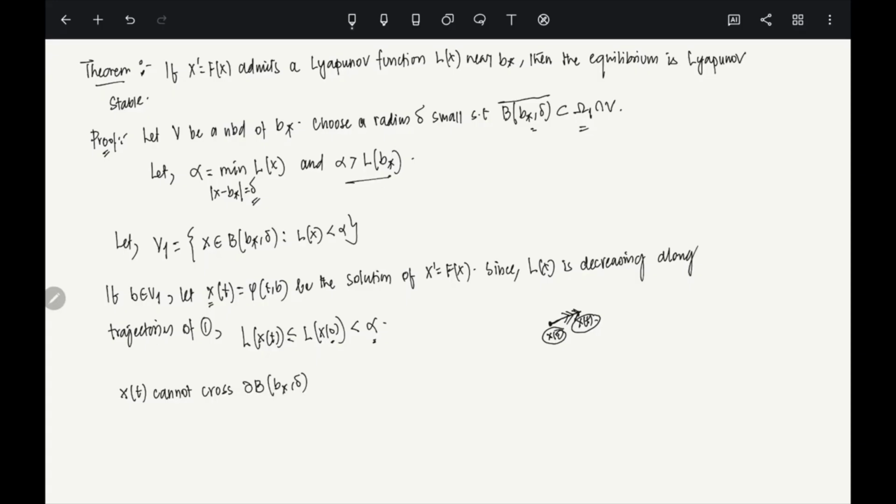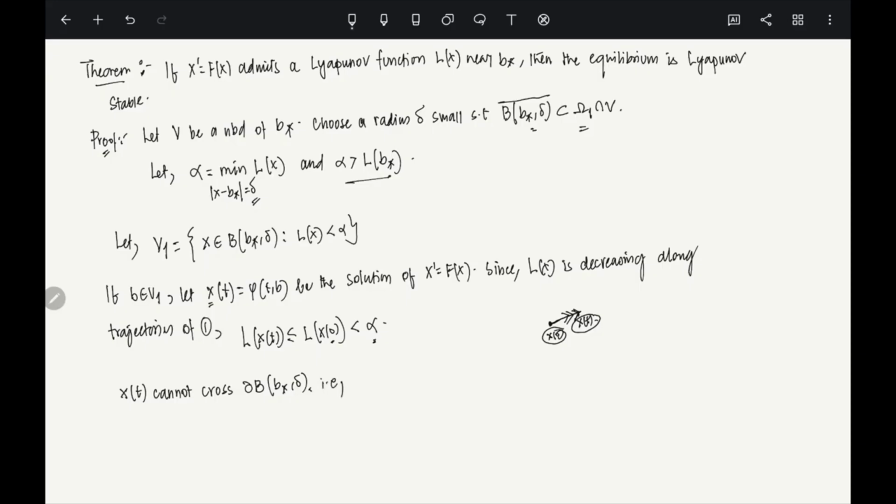That is clear, right? See, L of x of t is always strictly less than alpha, right? And alpha is the minimum of L of x. So if it touches that wall, at that point the value of L has to be greater than or equal to alpha, because the minimum is alpha. But for any trajectory x of t, L of x of t is strictly less than alpha. So basically what we actually showed is this: the trajectory gets trapped inside this ball, right?